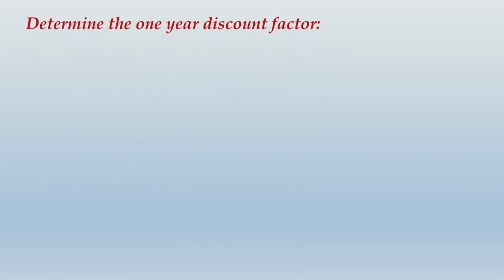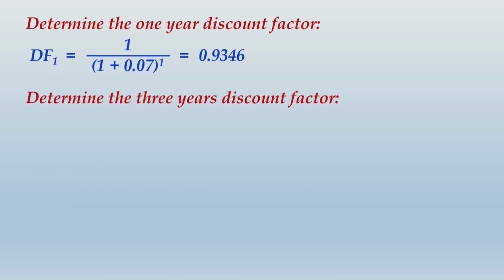Determine the 1 year discount factor. This is very simple. You have learnt it very well. The answer comes to 0.9346. 3 years discount factor. Easily you can compute again. The 3 year rate is basically 9%. That is the 3 year spot rate. So what you will do? 1 divided by 1.09 raised to 3, and that gives you 0.7722.